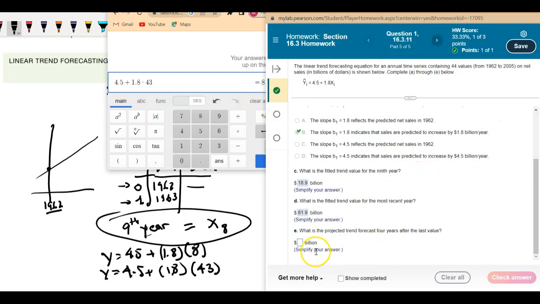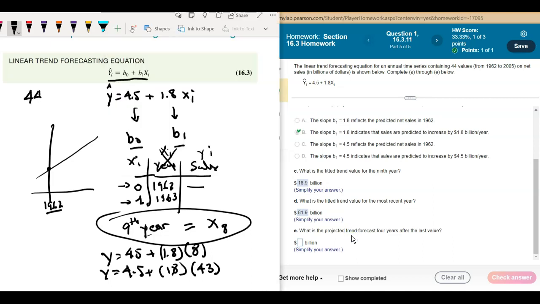Okay, it's good. For this one, they wanted to project the trend forecast for 4 years after the last value. We have 44, that's the total number of years, and then you add another 4, that's going to be 48. However, remember, this is years. You want to turn it into the corresponding x's. So the corresponding x for this one is 48 minus 1, and that's going to be 47.